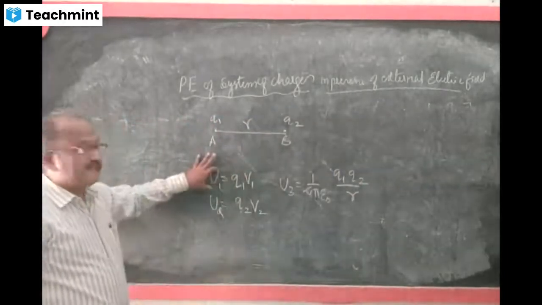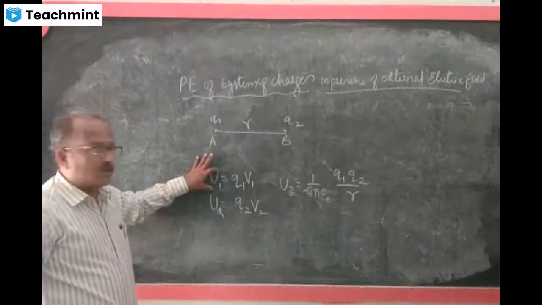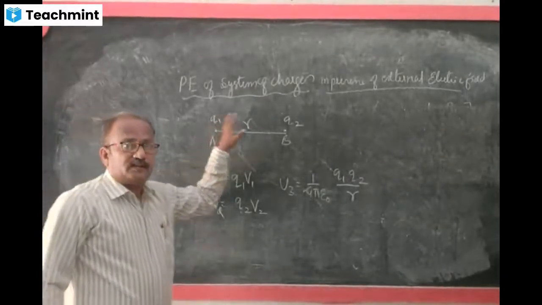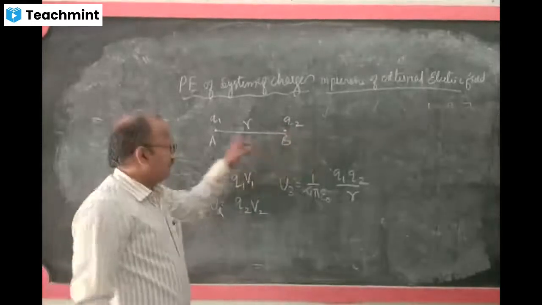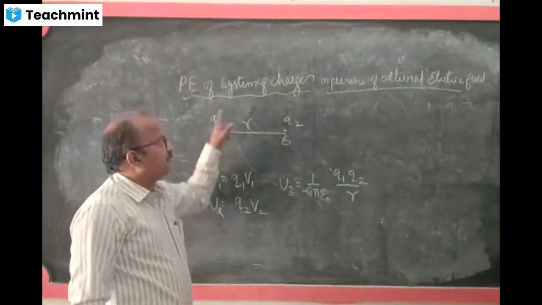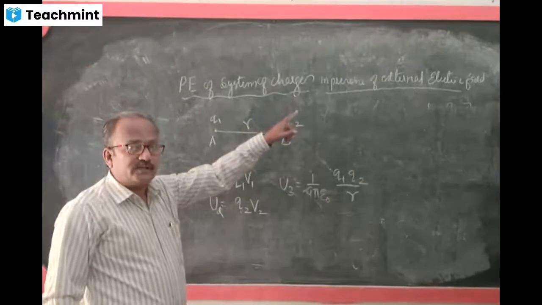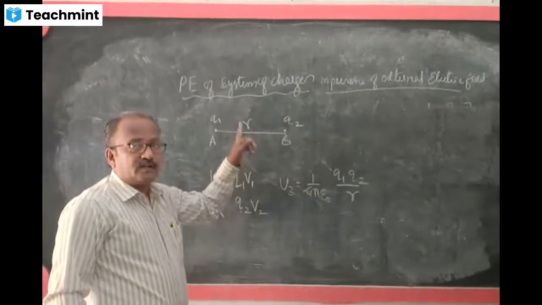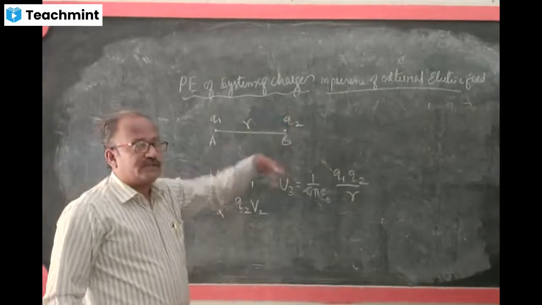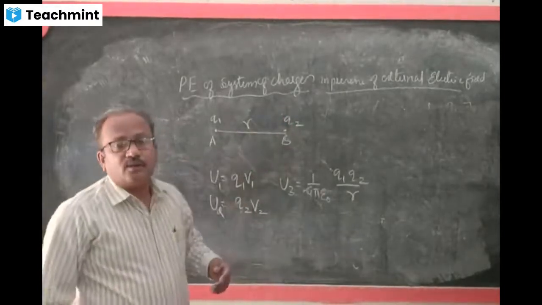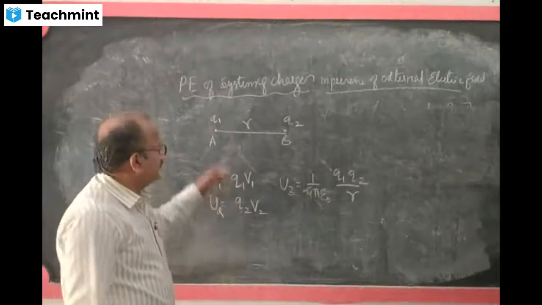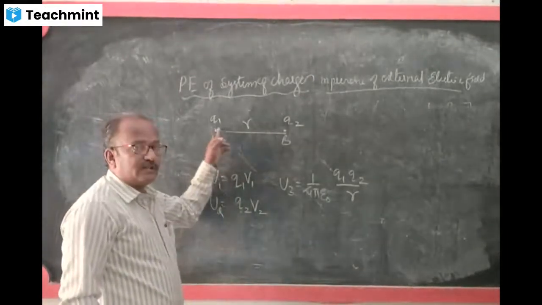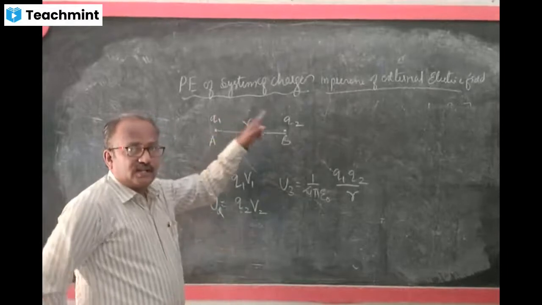So this explains the potential energy of the charge Q1 when it is shifted from infinite distance to a particular point A in the presence of an external electric field. In the presence of an external electric field, there is work done. If there is no external electric field, then there is no work done here. Hence, this is the potential energy of the first charge at point A due to an external electric field.